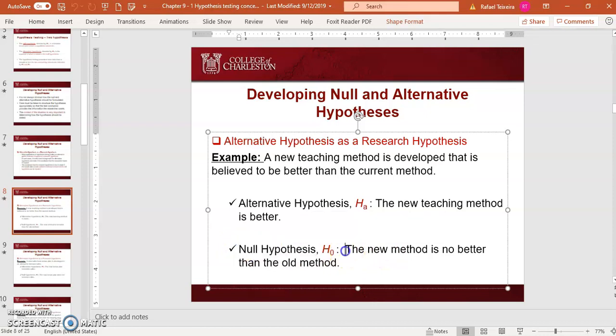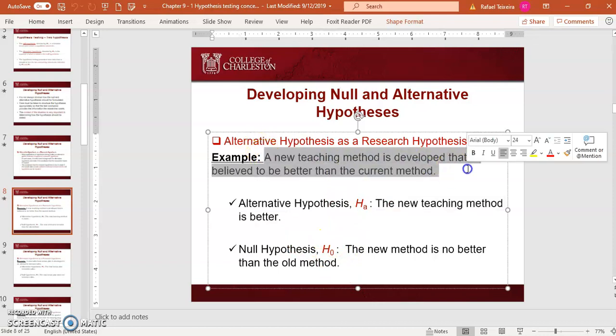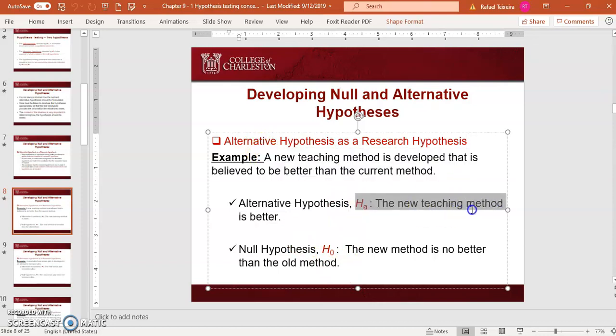The null hypothesis says the new method is no better than the old method. The old method is the current state of affairs, the status quo, what we have been doing forever. So nothing is better than what we have been doing in this case, and I want to challenge it, I want to prove that the new teaching method is better. Okay, so we need to turn the problem into an alternative hypothesis and a null hypothesis.